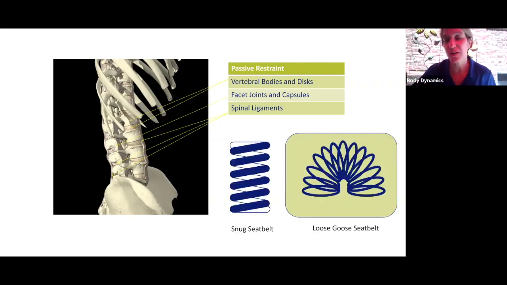Okay, sorry, that's exactly what I was talking about. When you have a snug seat belt, or more of the bed spring, those passive structures tend to be a little bit stiffer. When you have a loose goose seat belt, not quite tight enough, then those structures tend to be a little bit more elongated. There is nothing we can do to change that underlying base for people, but it does influence how we choose to exercise and the sequence of exercising that we do.